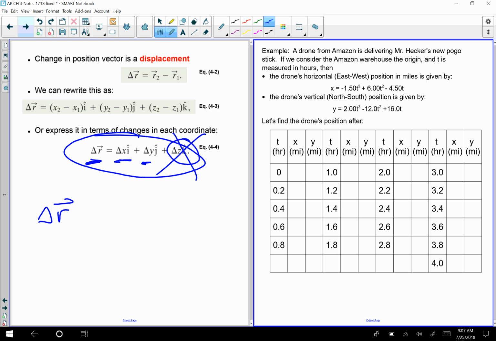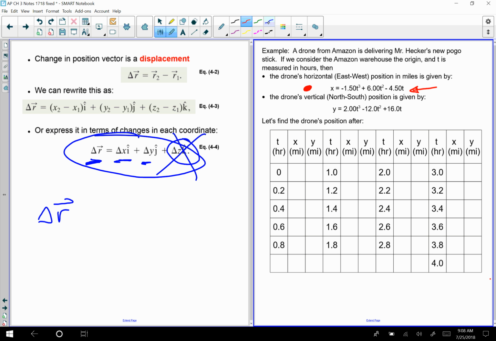We're going to measure our time in hours. I'm going to apologize in advance. Anytime I say seconds in this example, I mean hours. And so the idea then is the position of the drone is going to be given in 2 parts. This expression here represents the x position of the drone. So if I want to find out how far east or west of the warehouse the drone is at any time, I just plug the number of hours in here for t.